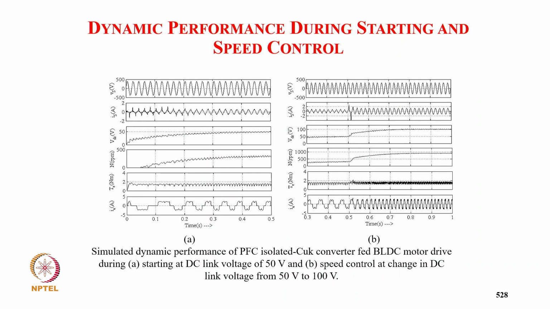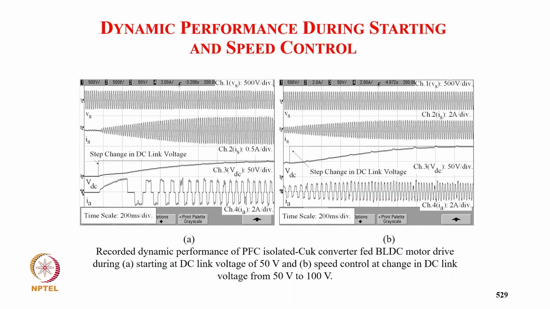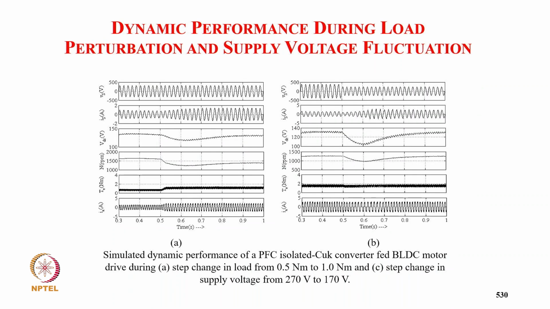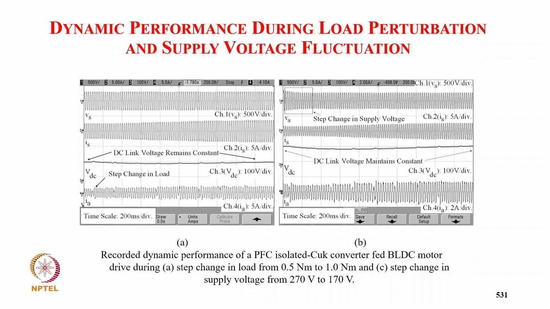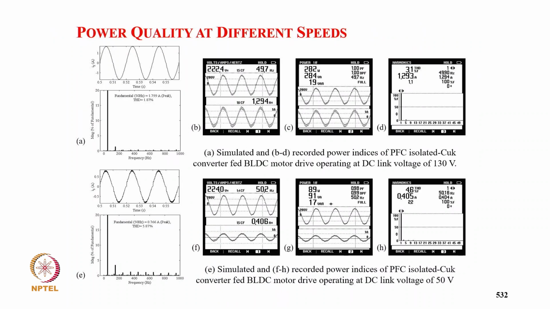switch current. And this is starting performance at 50 volt and DC link voltage control, and the experimental result for starting and DC link voltage control, and the load change from 0.5 Newton-meter to 1 Newton-meter, and supply voltage change 270 to 170 volt, and experimental result for typically load change and supply voltage change. So DC link voltage recovers and speed remains same.